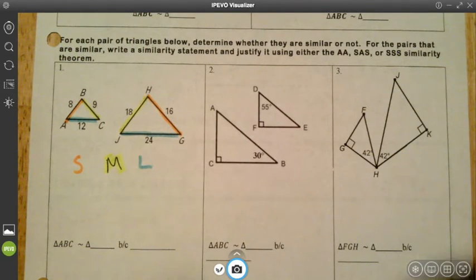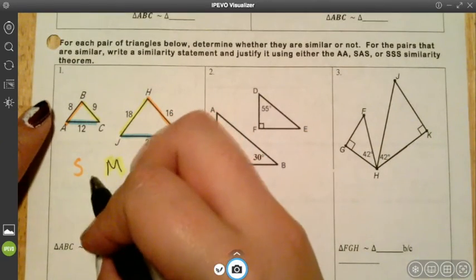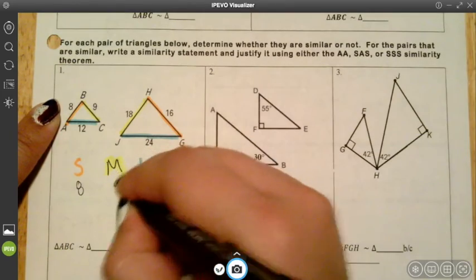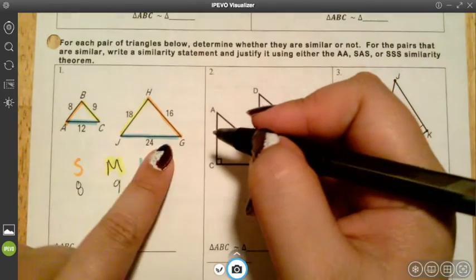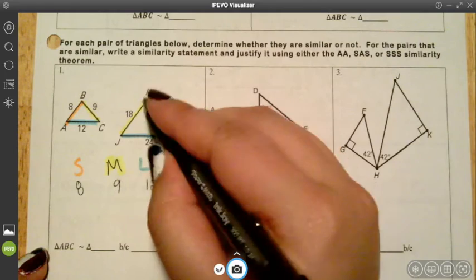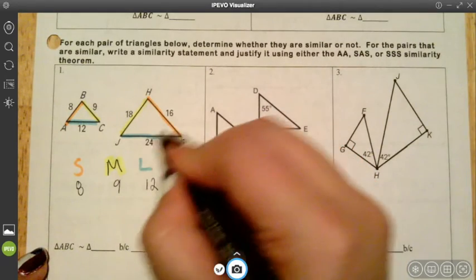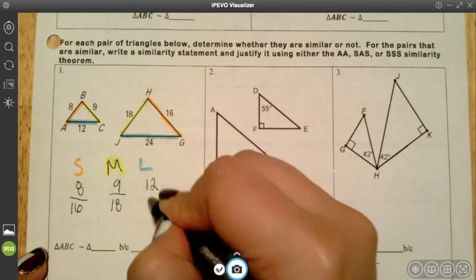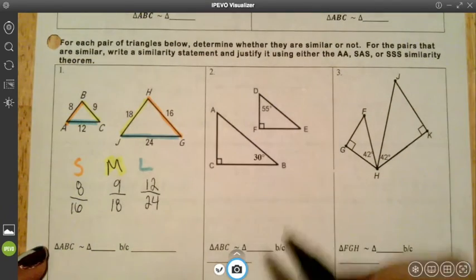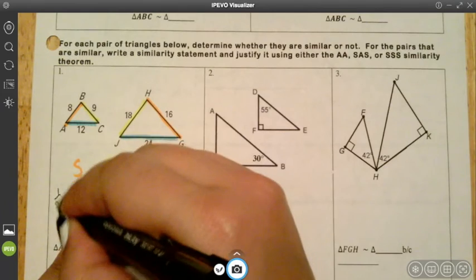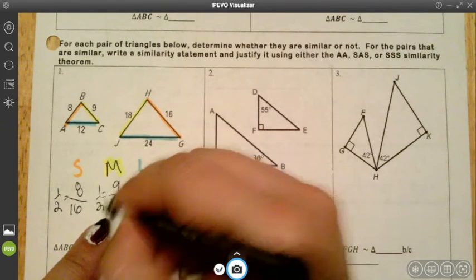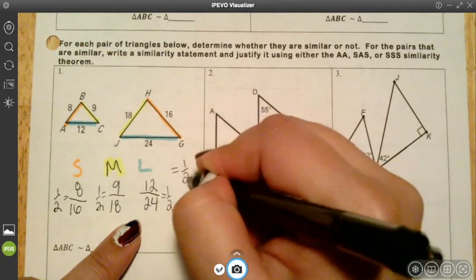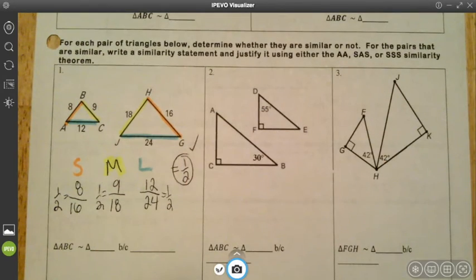And then I'm going to write a ratio for each. So I'm going to start with my triangle ABC. That's 8, 9, 12. And then my triangle HJG. Smallest is 16, medium is 18, largest is 24. Now if I simplify that, that's 1/2. This is also 1/2. This is also 1/2. They all equal 1/2. So this is similar.